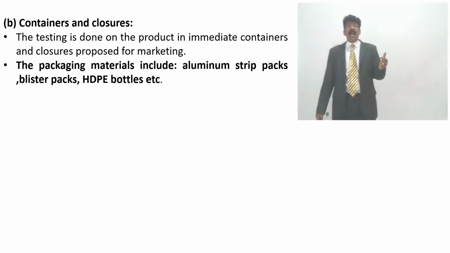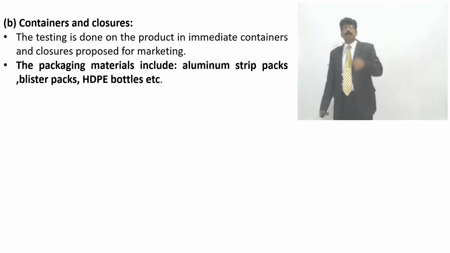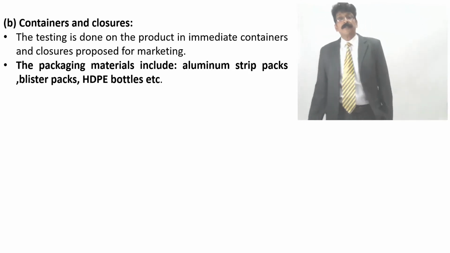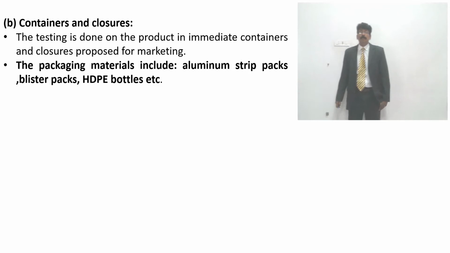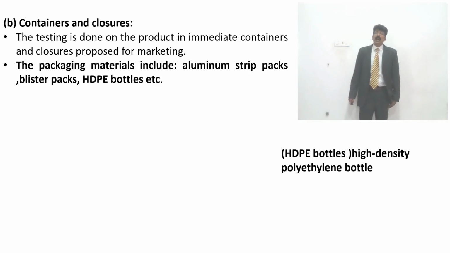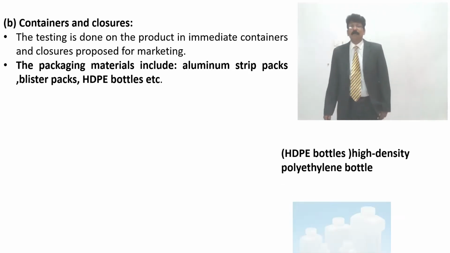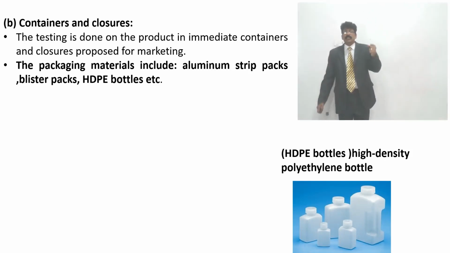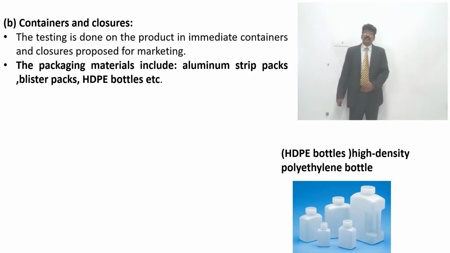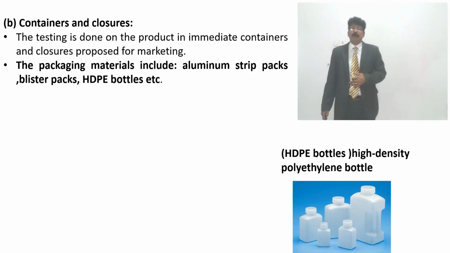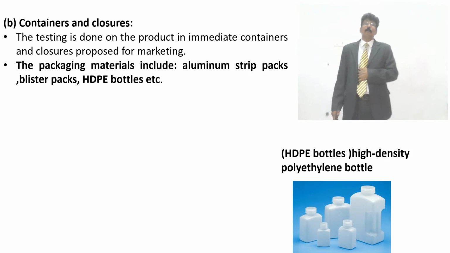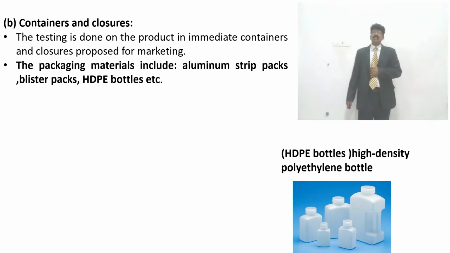The packing material includes aluminium strip packs, blister packs, HDPE bottles, etc. I have taken HDPE, so what is HDPE? Bottles made of high density polyethylene, high density polyethylene bottles like this. Nowadays it is used for liquid jars. Larger jars are also available, smaller jars are there. Square type, round cylindrical types are also available in the market. So aluminium strip pack, blister packs and HDPE bottles, you have to check.